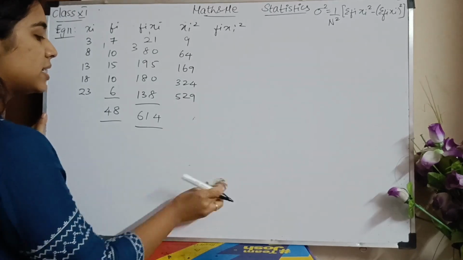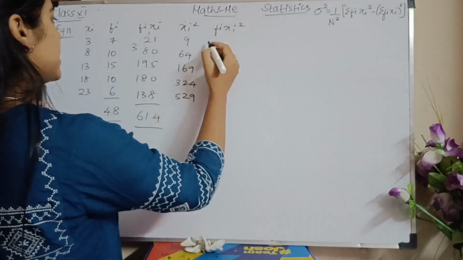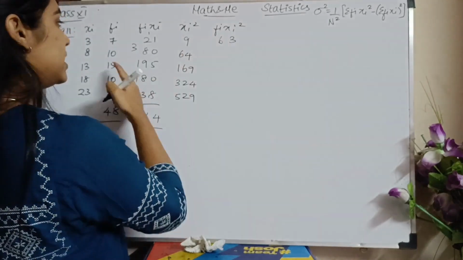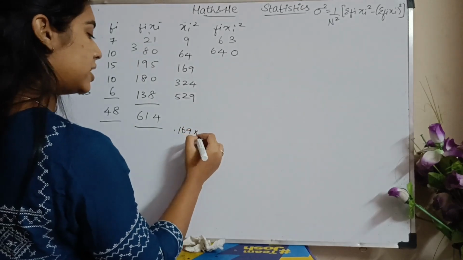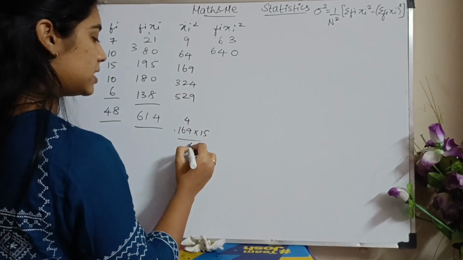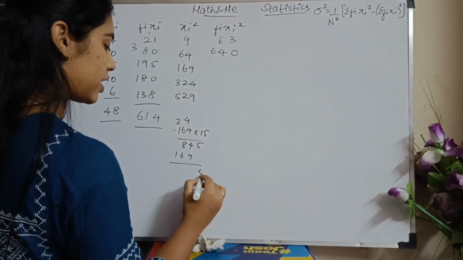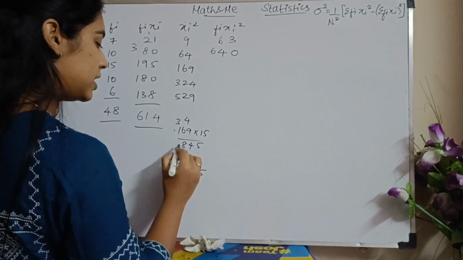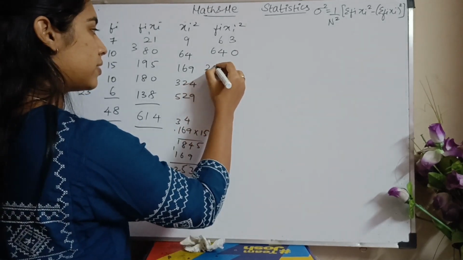Now I need to multiply it with the respective frequencies. So what is fi? I'll erase this. Fi into xi square. So 7 9s are 63. Then 6, 40. 169 into 15. 169 into 15. Be very careful with the calculation. 9 5s are 45. 4 6 5s are 30, 34. 3 5 1s are 5, 8. Then 169. So I have 5. 9 plus 4 is 13. 1, 14, 15, 1, 2. So 2, 5, 3, 5.